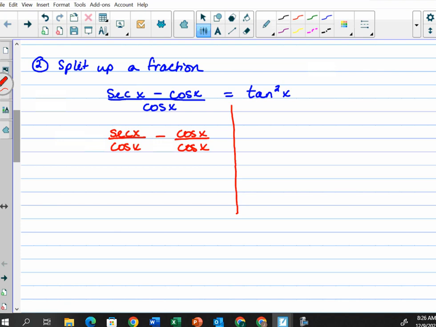Algebraically, make sure what I'm doing is making sense to you. Are we good with that? Okay, let's stop for a second. Secant over cosine is secant times 1 over cosine, right? Well, why does that help? Yes. I will show you.